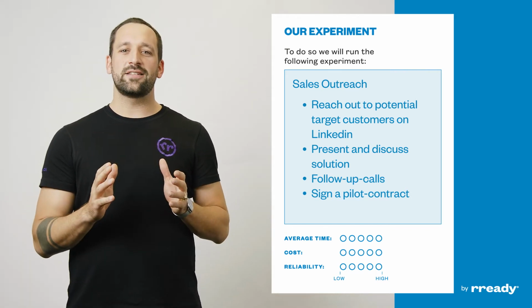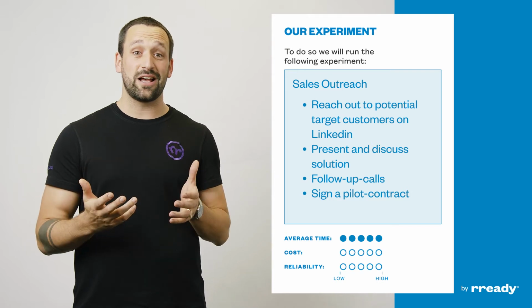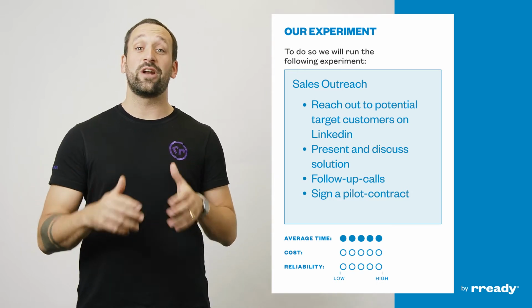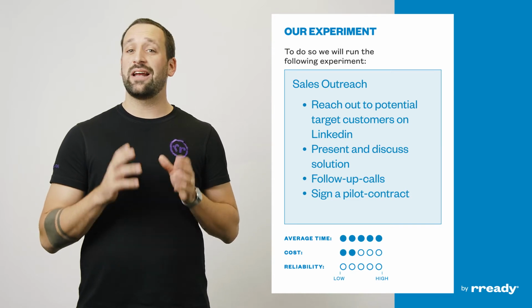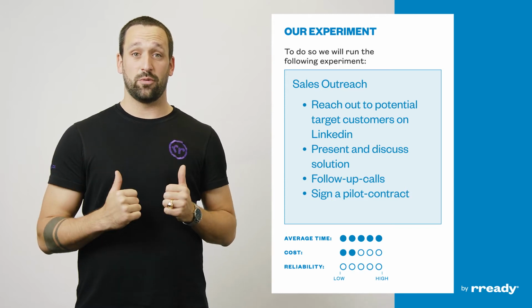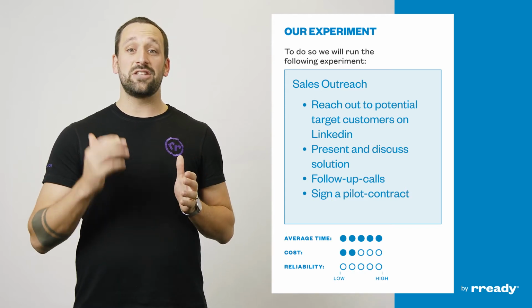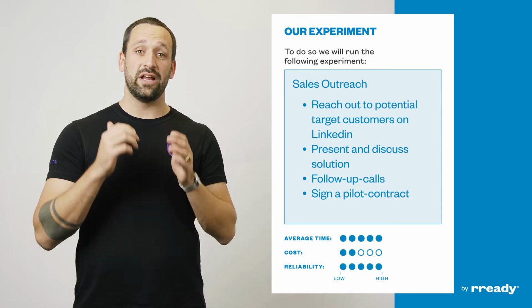In the Simplify example, the average time spent is high, as we will have to engage with potential customers multiple times before they sign a contract. On the other hand, the costs are moderate, as we will most likely not need much more than a LinkedIn Sales Navigator license to find the right prospects. And as we get a strong commitment from our buyers, the data reliability is very high.